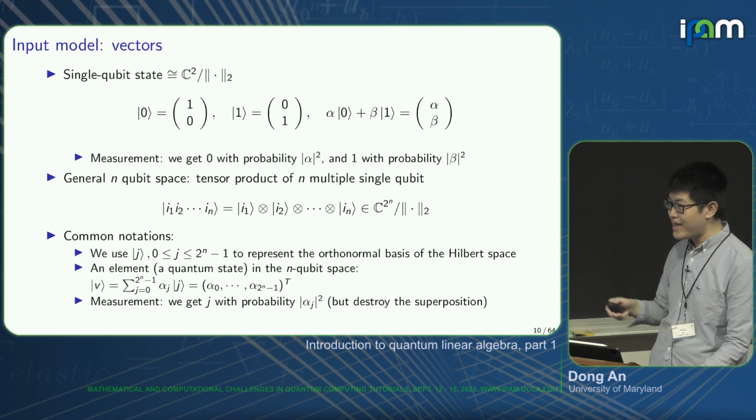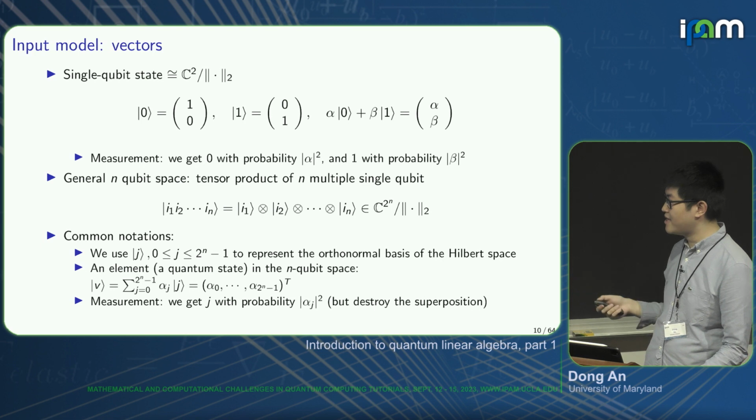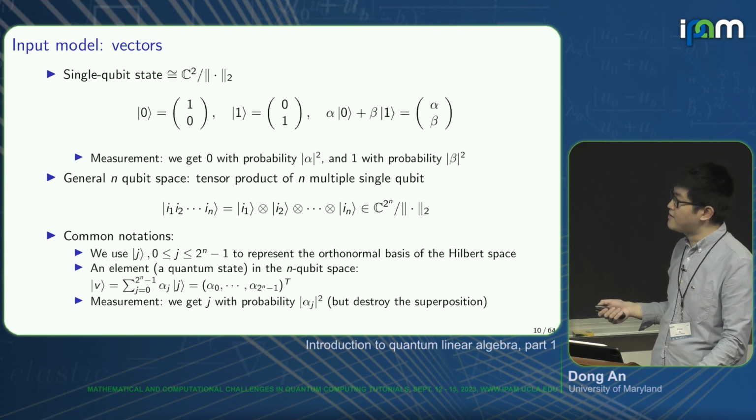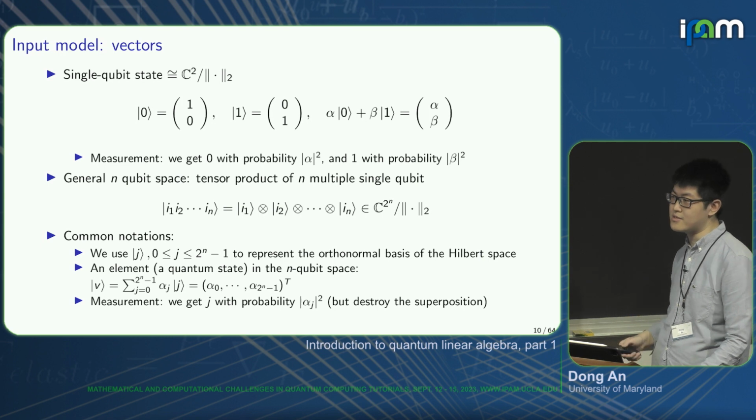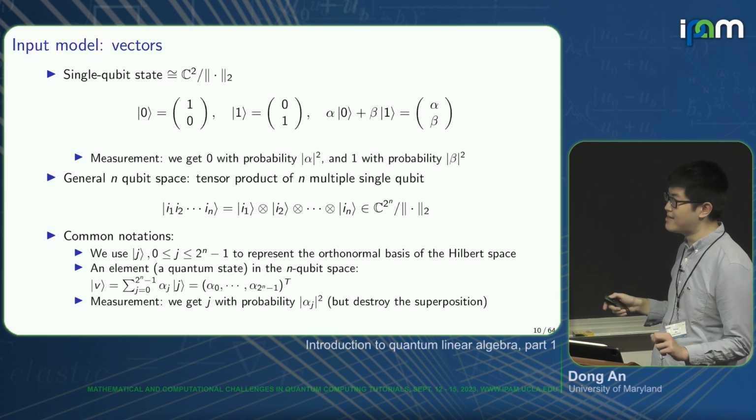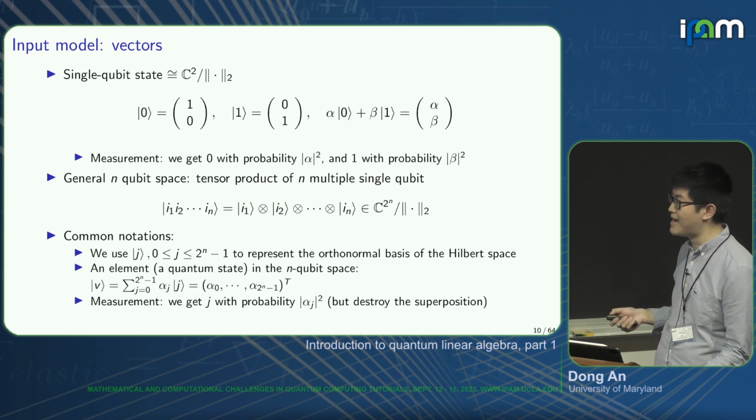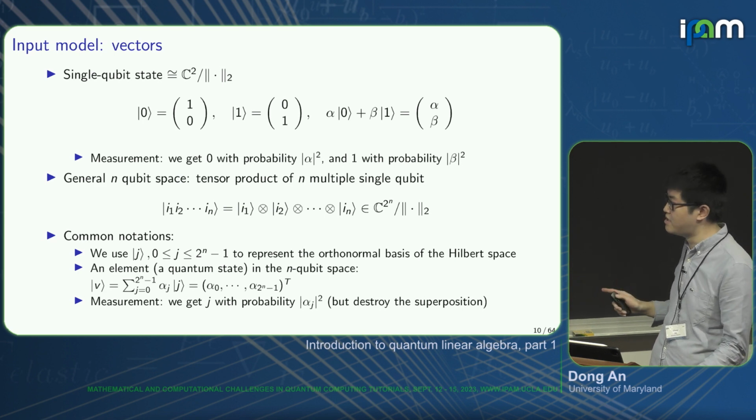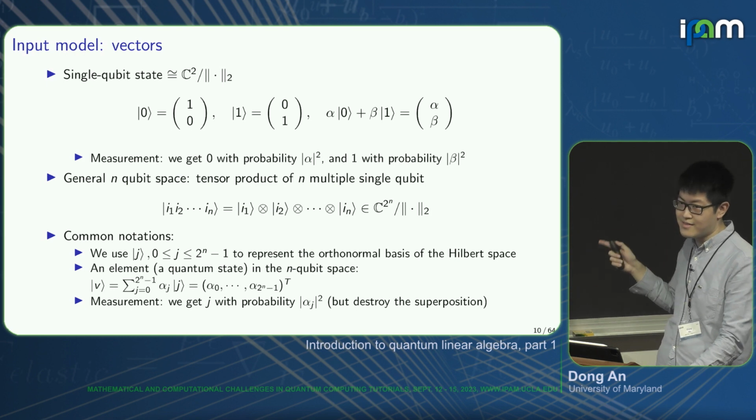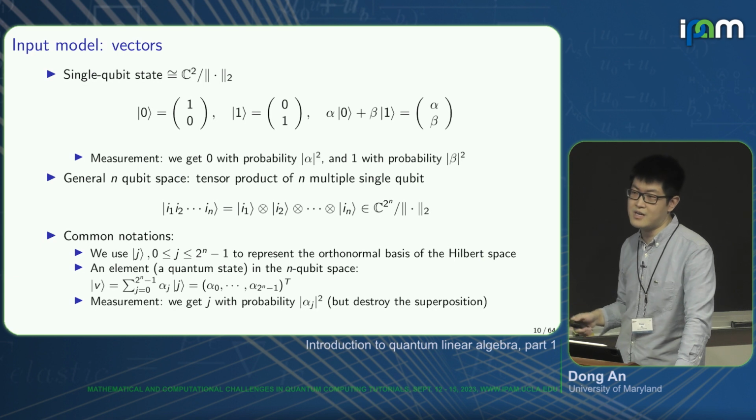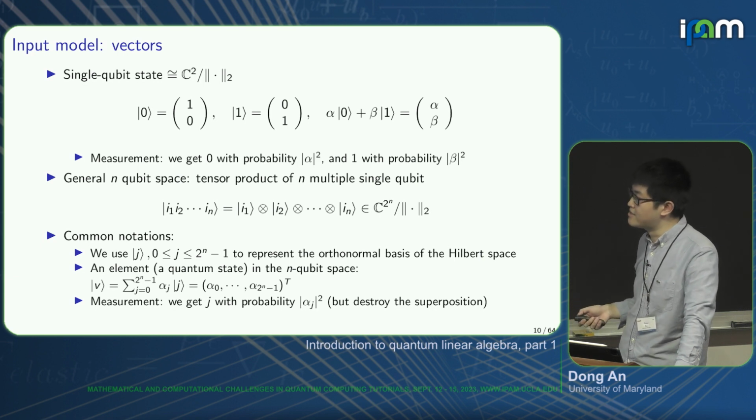But we have some physical meaning for this quantum state. If we want to do some measurement on the qubit, we will get 0 with probability alpha squared, and we will get 1 with probability beta squared. This means we have some restriction on this state: it should be normalized under the vector 2-norm. That is, alpha squared plus beta squared should be 1. These are the space for the single qubit state, or the input model for a two-dimensional vector.